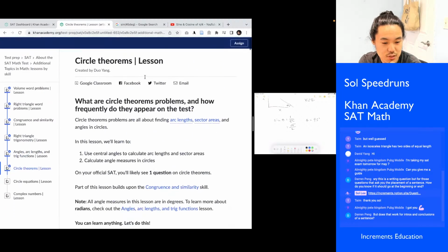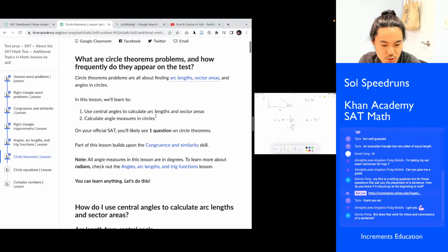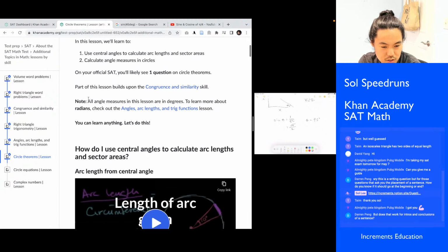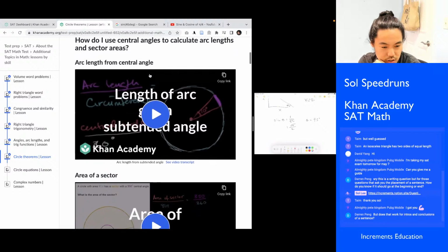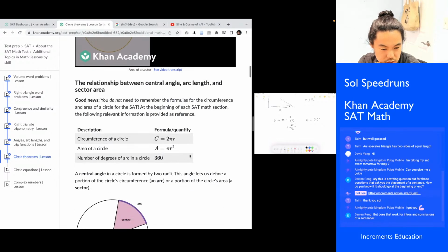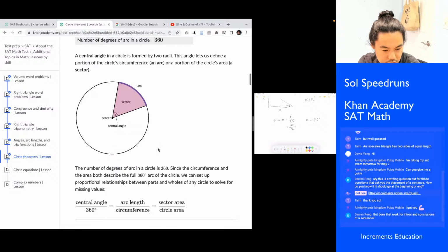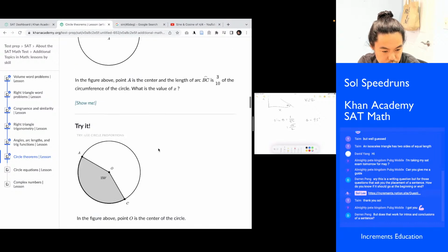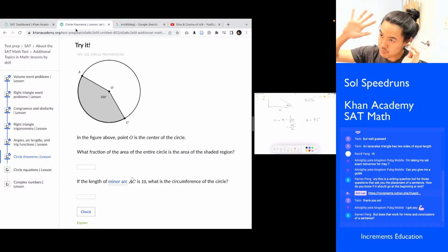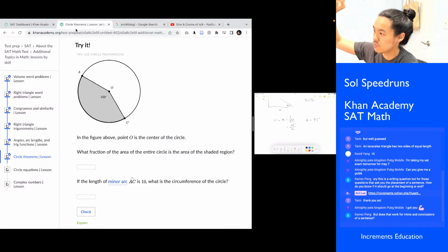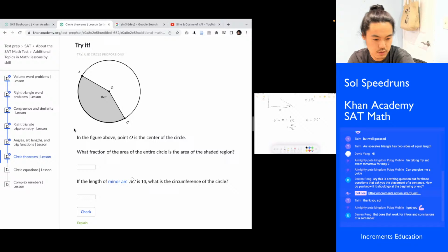Circle theorems. Dude, I'm exhausted. Do I need to know circle theorems? What are circle theorems? Central angles, arc length, area of a sector. Okay, 150. What fraction of the area of the entire circle? So 150 is 15 out of 36, which is 5 out of 12. So 5/12.